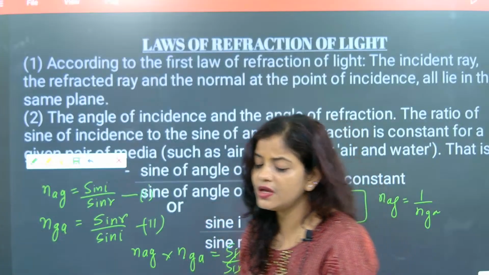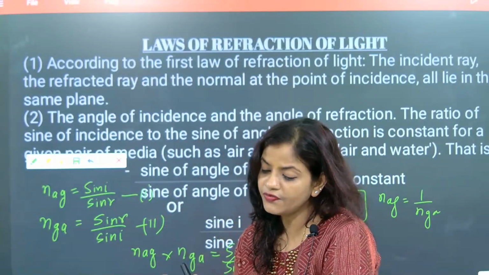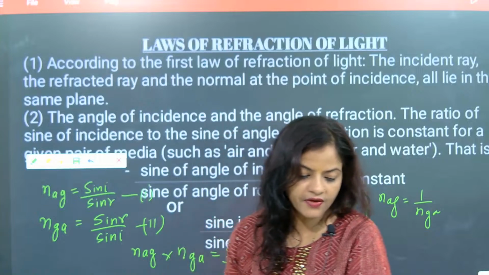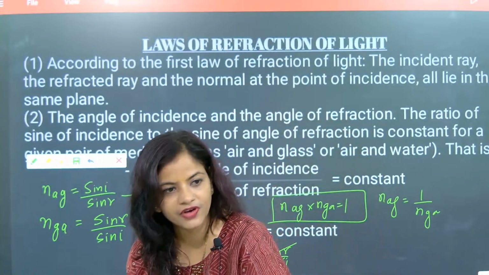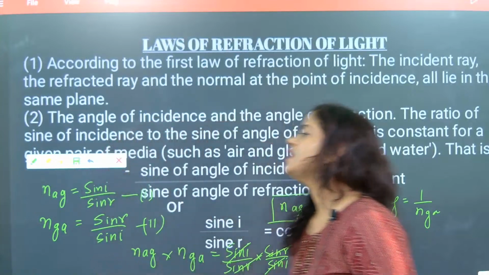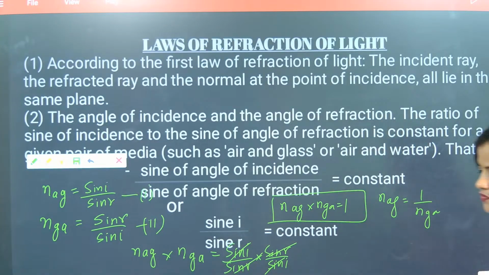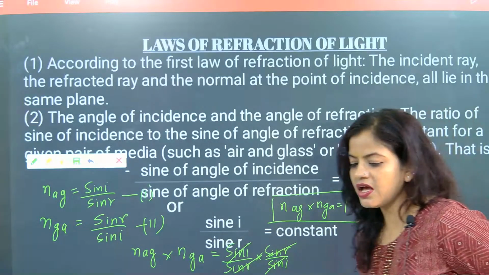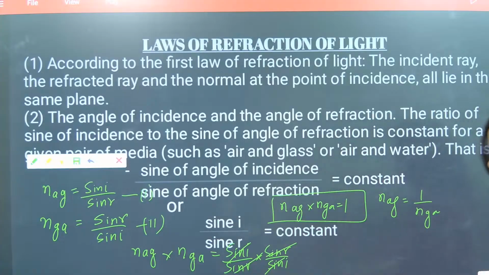Now every other material has a different refractive index. Note down this one, beta. Note down air to glass, glass to air. Did you note it, beta? Air to glass and glass to air.